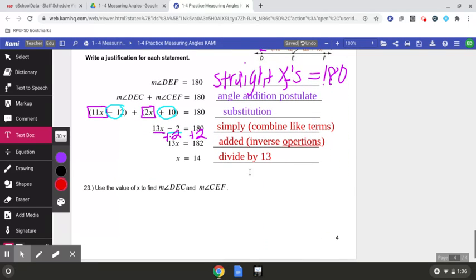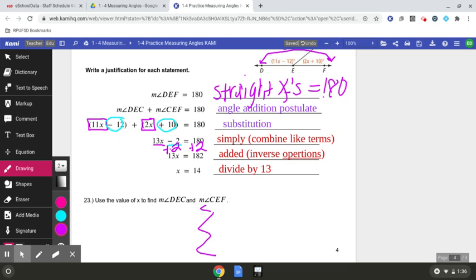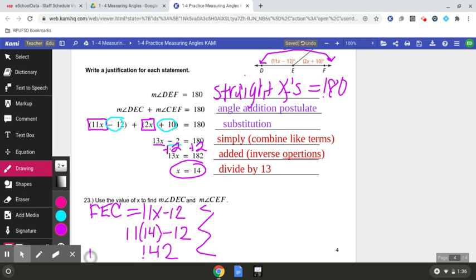So now it's saying, now that you know that x is 14, substitute it back into these two expressions and find those angles. So let's do the first one. So let's do DEC first. So DEC is 11x minus 12. And we are going to plug in now 14 for x. So it would be 11 times 14 minus 12. And then I would just put that in your calculator and you would get 142. So the measure of angle DEC is 142.